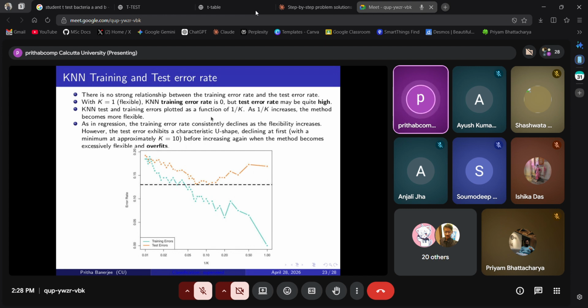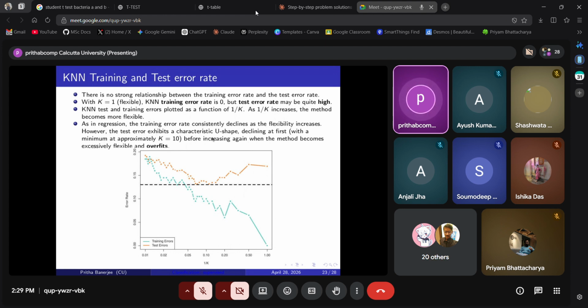KNN test and training errors, here I have already plotted as a function of 1 upon k. As 1 upon k increases, the method becomes more flexible, right? That is what we have seen. So just to compare with regression, just like regression, the training error rate consistently declines as the flexibility increases. That will always happen, be it regression or this classification.